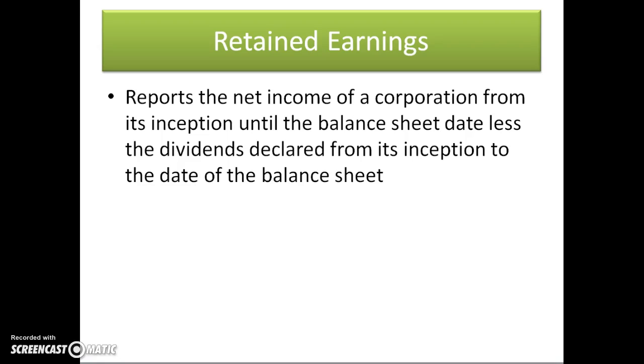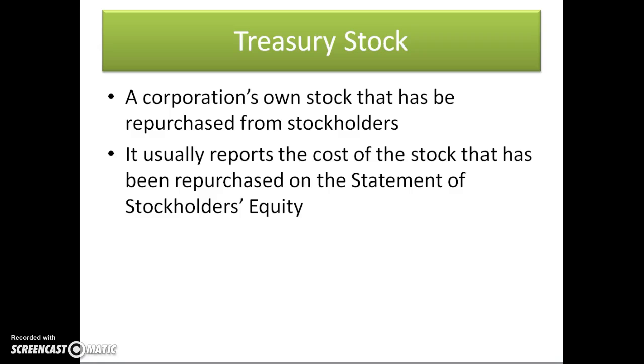Now, retained earnings reports the net income of a corporation since its inception until the balance sheet date, less the dividends declared from its inception to the date of the balance sheet. And finally, treasury stock is a corporation's own stock that has been repurchased from the stockholders, and it's usually reported at the cost that it was repurchased at on the statement of stockholders' equity.